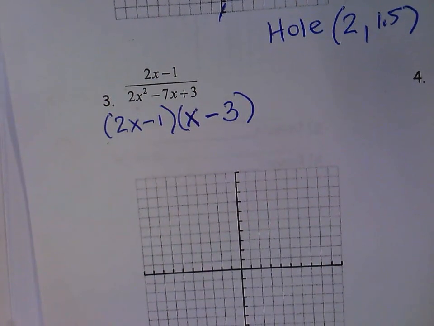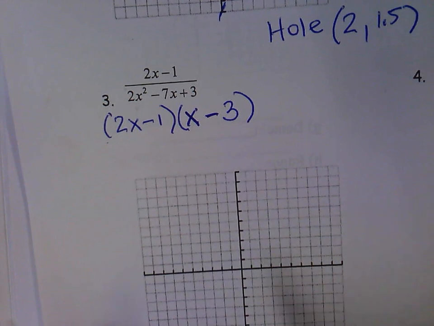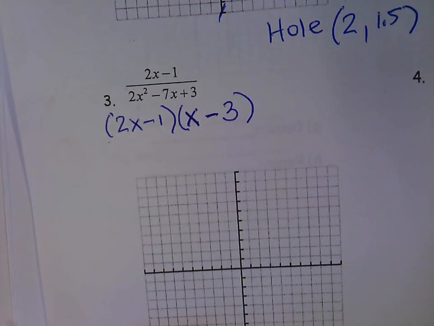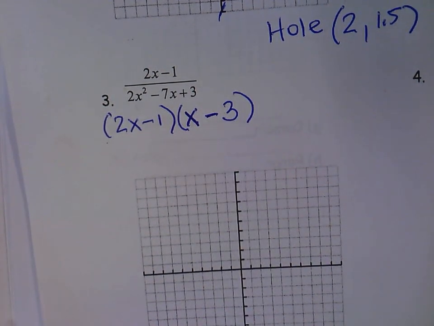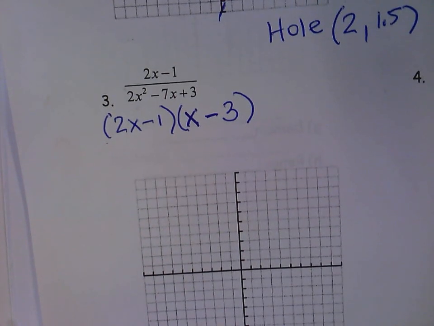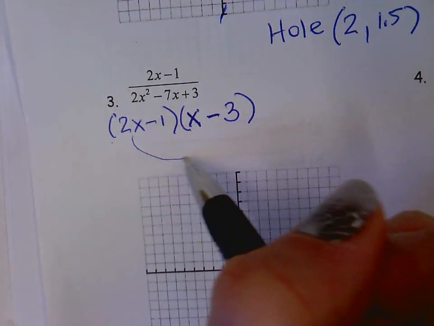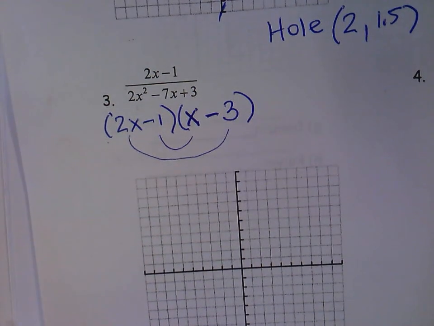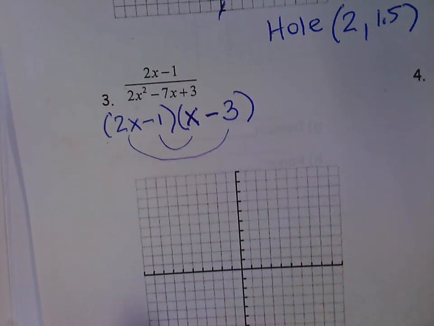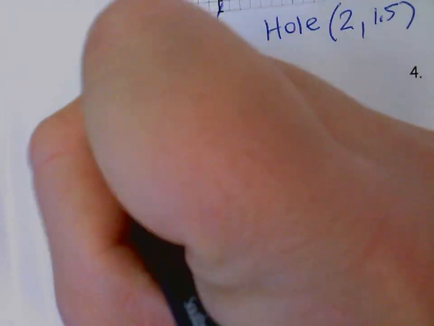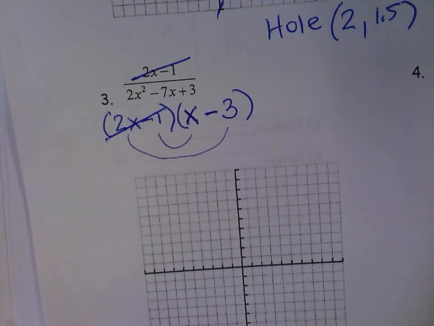So see how I kind of used backwards factoring? I was looking for 2x minus 1 to cancel. If it doesn't, you know that there's not going to be a hole, and you could factor using the box method. Because that's what your outer plus your inner have to add up to, and see how it does add up to negative 7x? Okay, so I'm going to cancel the numerator with the 2x minus 1 in the denominator.